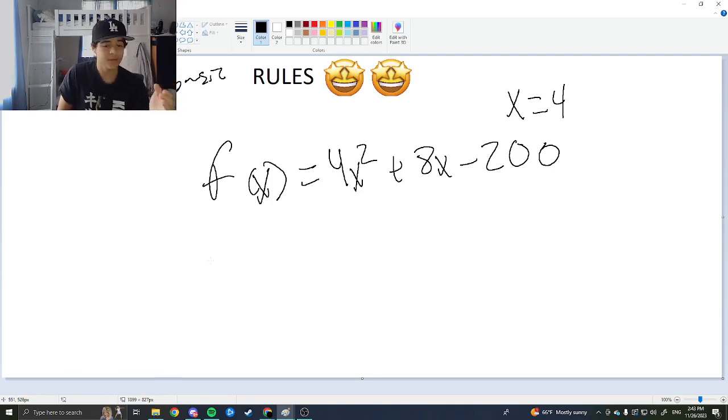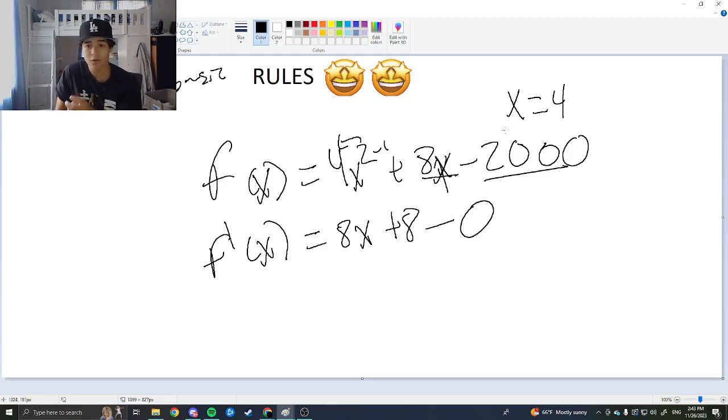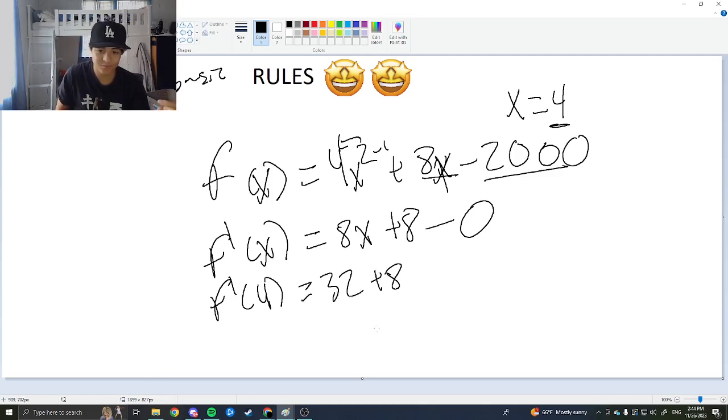Well, first you have to find the derivative, the instantaneous rate of change function, right? f prime of x equals, okay, 4x squared. Bring the exponent down, 4 times 2 you get 8. Keep the x, 2 minus 1, no exponent, or it's 1. Plus 8x, just put the 8, x goes away. Minus 200, where's the variable at? This is 0. So you have 8x plus 8. Now you're going to plug in the 4, because you're trying to find f prime of 4, the instantaneous rate of change at 4. So 8 times 4 is 32 plus 8. So your instantaneous rate of change at 4 is 40.